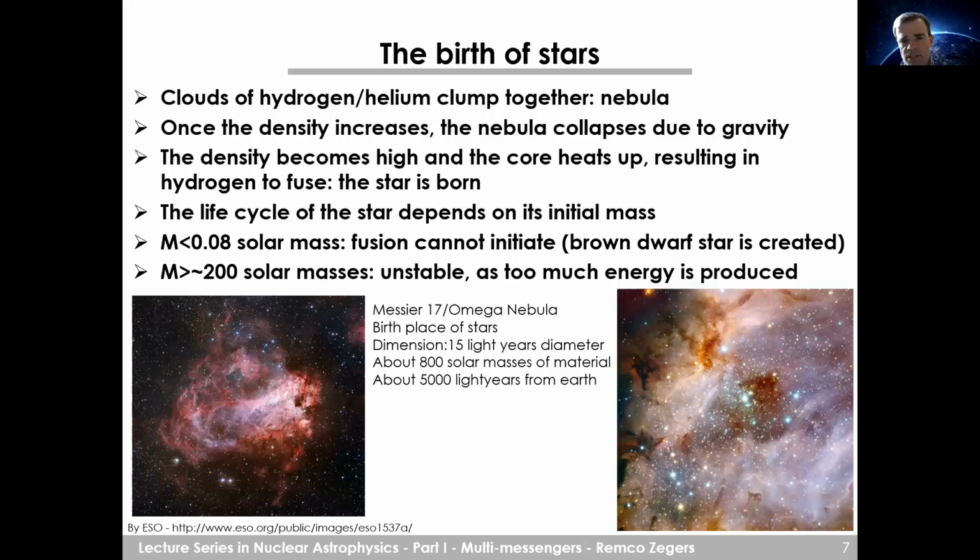And then what happens with that star really depends on the initial mass. The life cycle of the star depends on the initial mass. If the mass of the star is very light, fusion cannot really happen, and you create a brown dwarf. And if the mass is really high, about 200 solar masses, this becomes unstable as too much energy is produced. So in between those two ranges, you can make a wide variety of different types of stars.